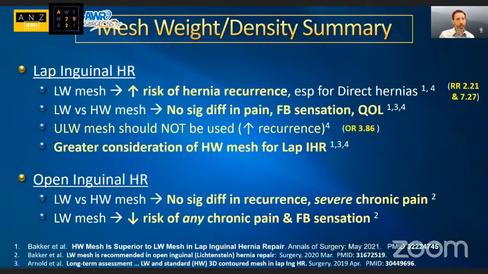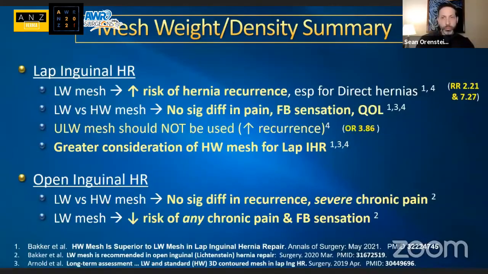Well, how about when we talk about pain, foreign body sensation, as well as quality of life metrics? Well, this is where the studies were interesting in that lightweight and heavyweight were equivalent. That is, heavyweight did not induce greater foreign body response or reduce quality of life. One of the studies showed that ultra lightweight mesh, specifically Ultra Pro, was used in this study, greatly increased the risk of hernia recurrence and was recommended against to use in the groin.